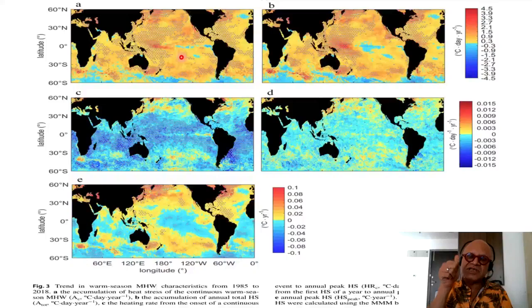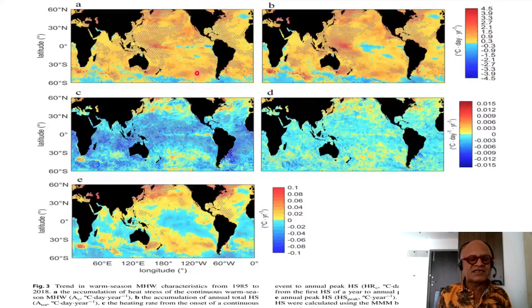So it's not the increase in intensity that's causing these, and it's not the increase in DP that is causing it. It's the increase in DC, the total duration of continuous HS days, that is causing the trends in accumulated heat stress. Okay, so looking at further details, trend in warm season marine heat wave characteristics from 1985 to 2018 in terms of the accumulation of heat stress of the continuous warm season MHW.